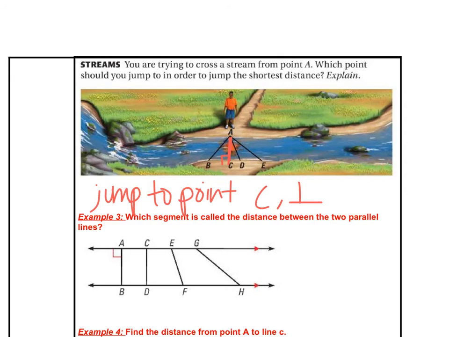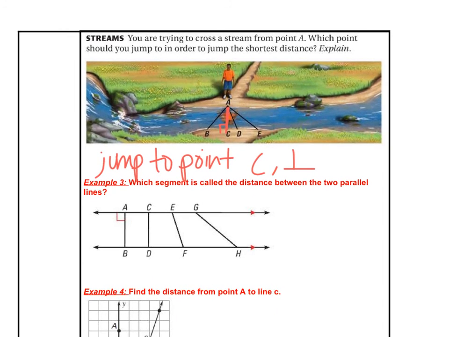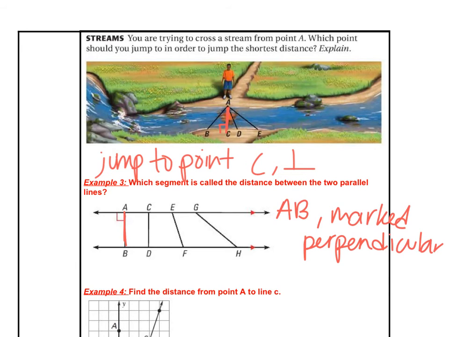So likewise, which segment is called the distance between two parallel lines? Looking at example 3, which one do you guys think it is? Which one do you think we call the distance? AB, because it's marked perpendicular. So AB is the distance because it is marked perpendicular. Again, like when you're measuring someone's height, you want to measure straight up and down. Likewise, when we want to get the shortest distance, we don't want to exaggerate someone's height and go diagonally. So we want to make sure we take the one that's straight up and down. That would be AB, we know for sure because it's marked.